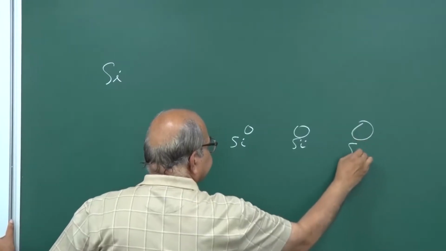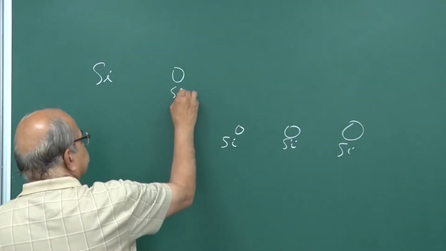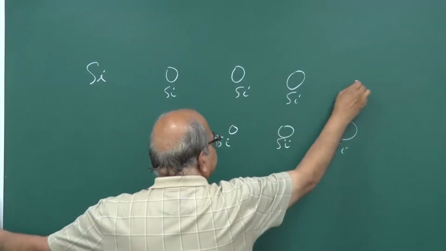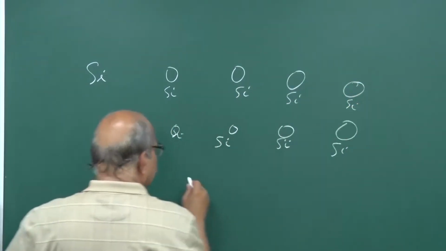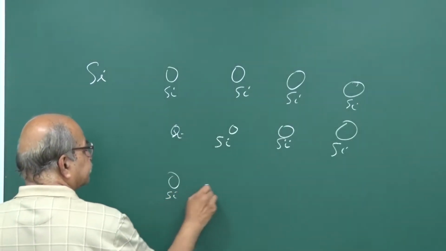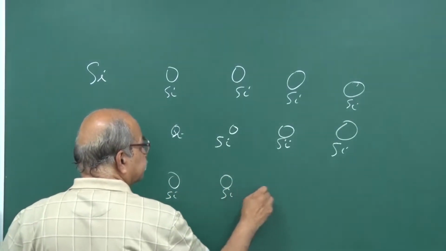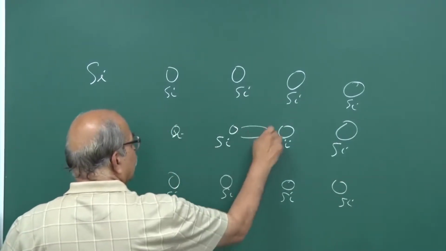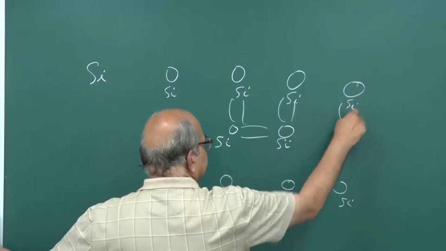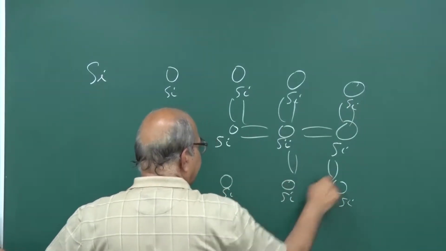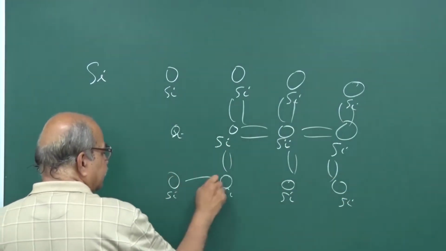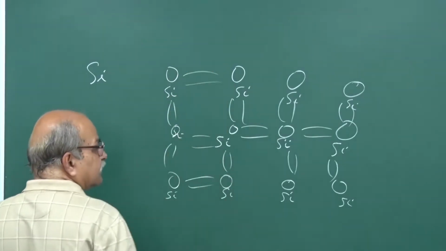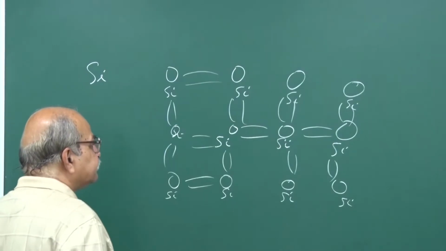and they are bonded covalently using those sp3 electrons. This is the diagram I am using extensively, but never be confused. It is not a two-dimensional structure, it is a three-dimensional structure.